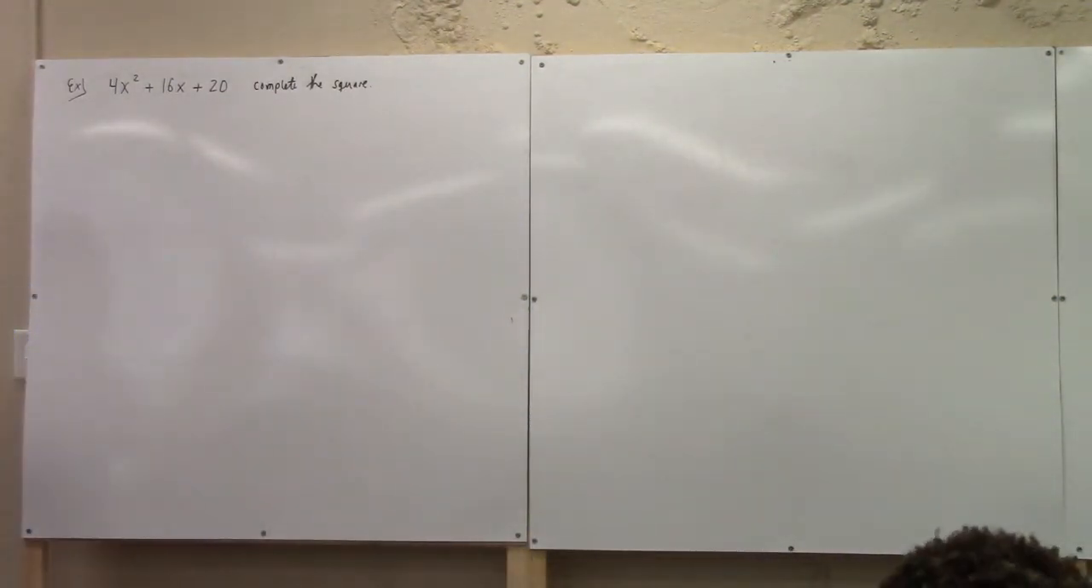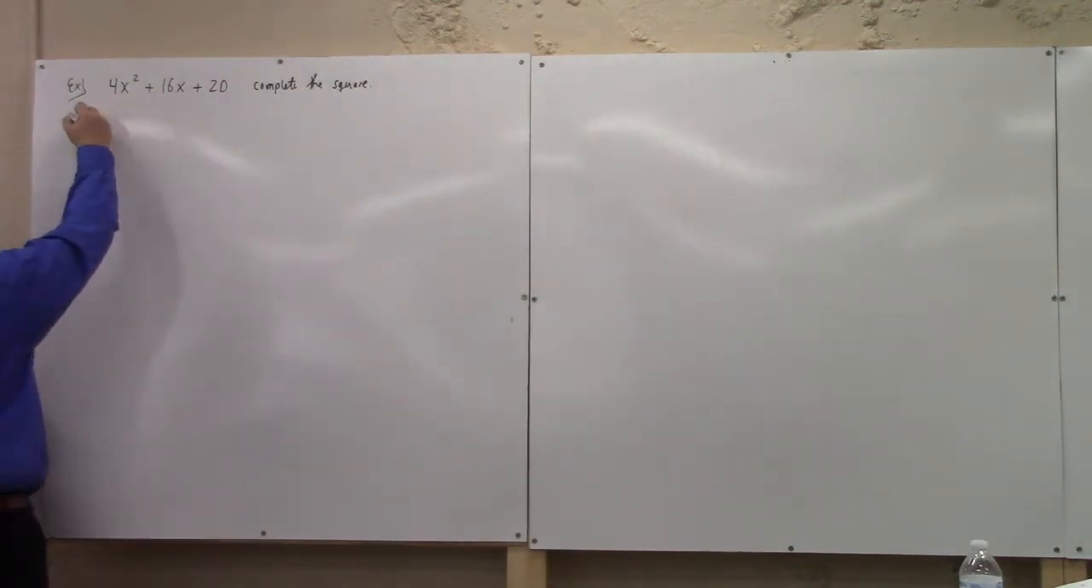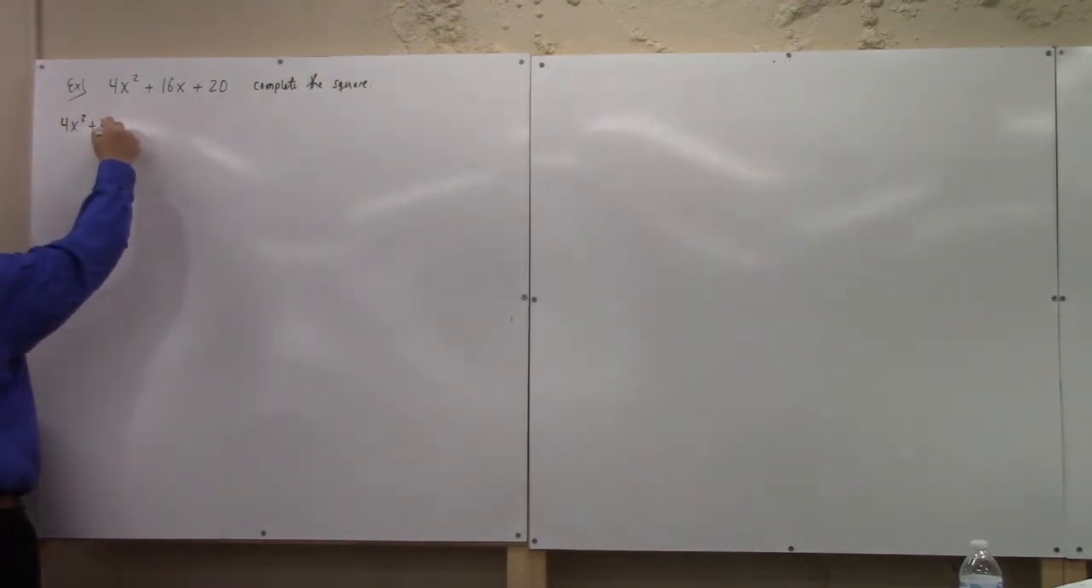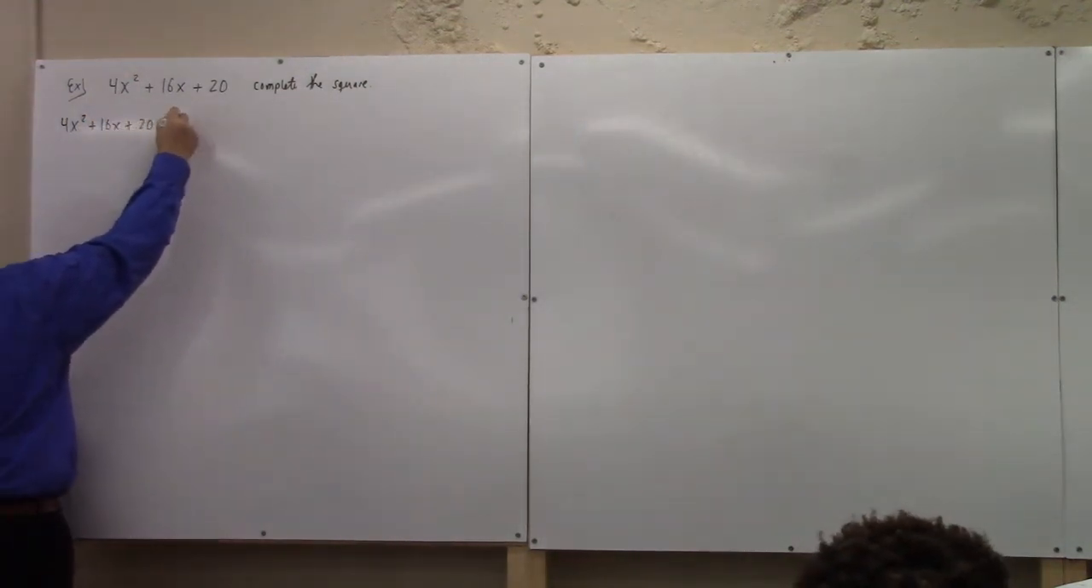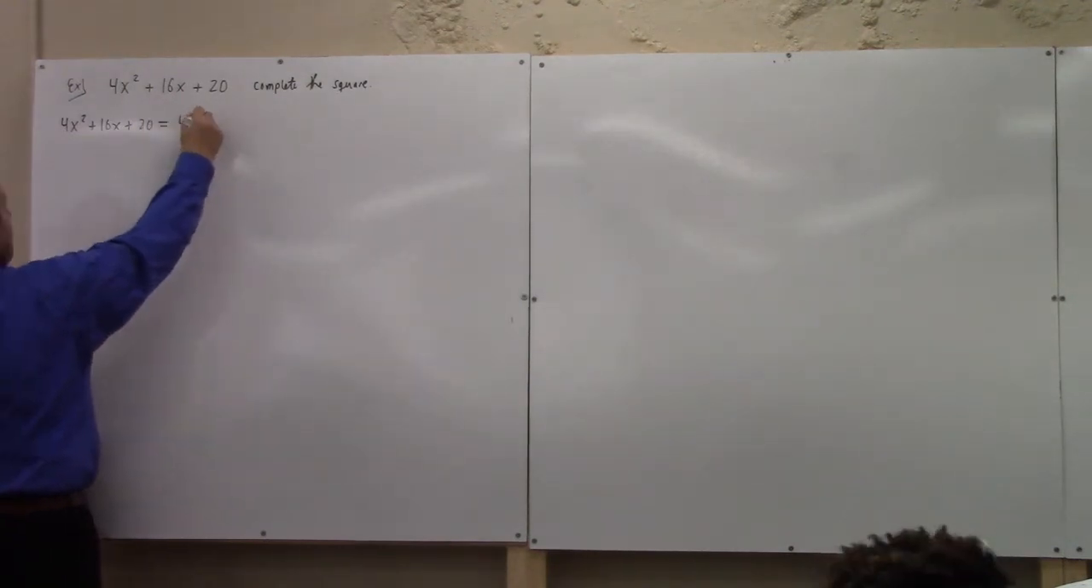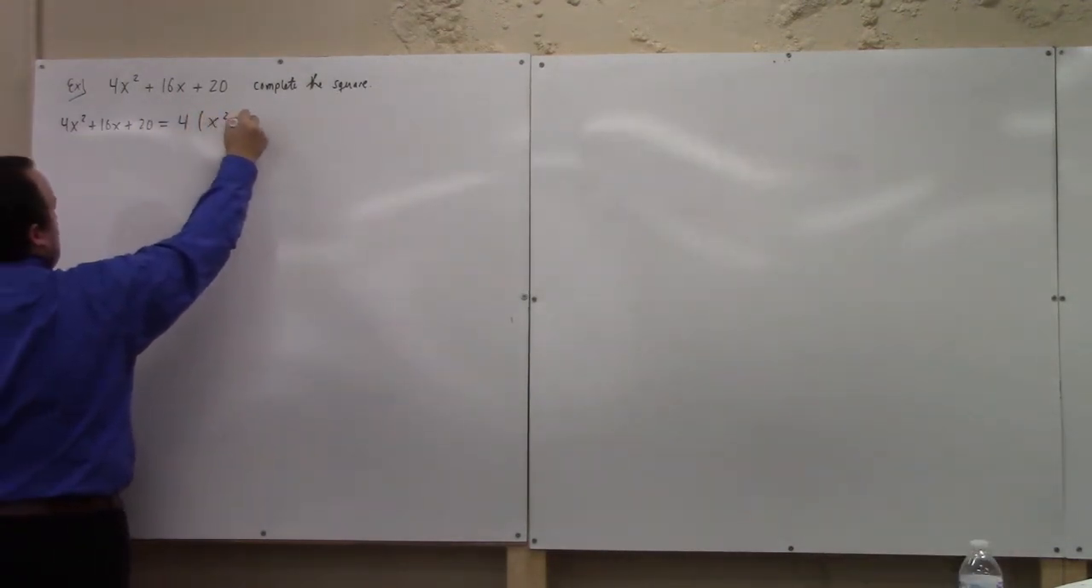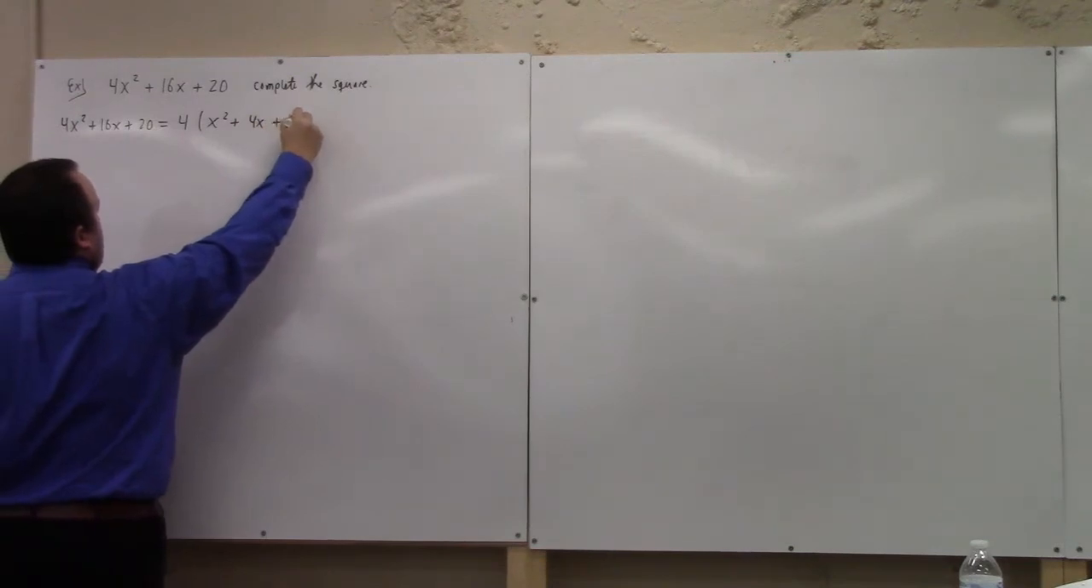So what do I mean by complete the square? Well, first order of business, let's factor a 4 out, right? See that? If we factor 4 out, what do we have? We have 4 times what? Times x squared plus 4x plus 5, right?